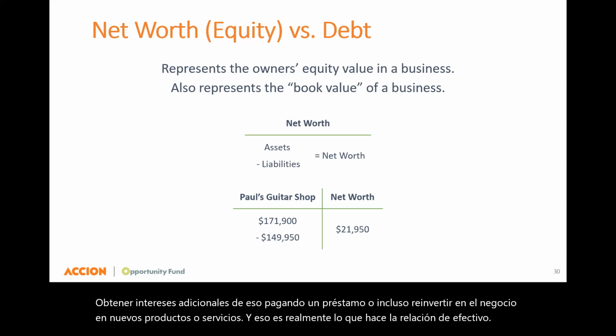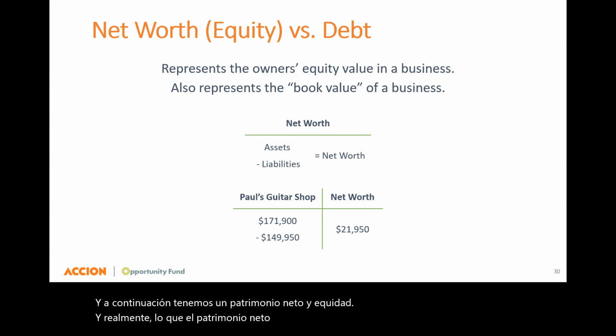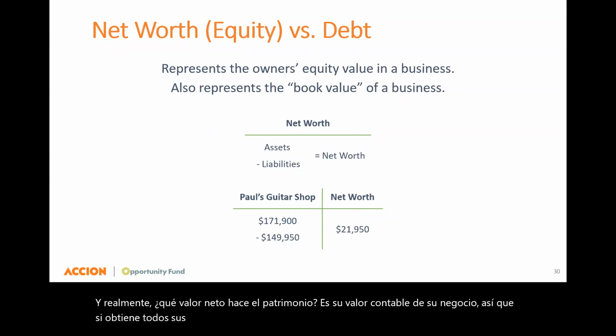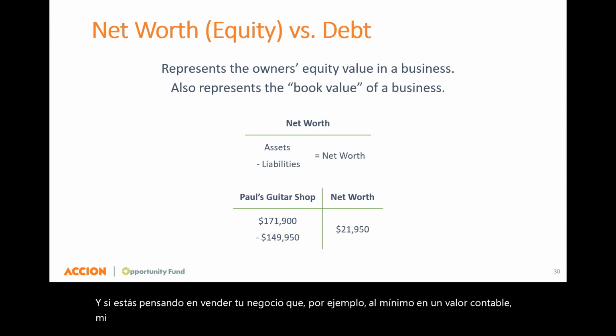And next we have net worth and equity. Really, what net worth equity does is give you the book value of your business. So if you take all of your assets and subtract your liabilities, you get your net worth, or what we call the book value of your business. In this example, if you subtract your liabilities from your assets, you get your equity. And if you're thinking about selling your business, that's at the very minimum, on a book value, my business is worth $21,000 or $22,000 if you round up. So I could, at the very minimum, sell my business for this much money if I wanted to sell it.